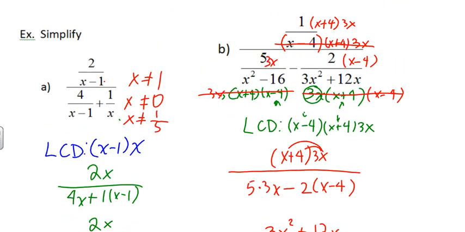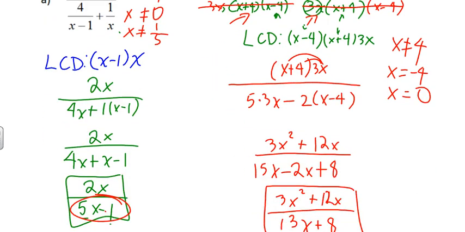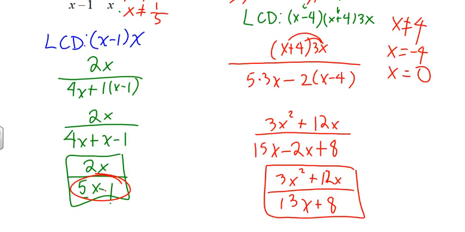Let's go to this one. On this example, what can x not be? x can't be 4, x can't be negative 4, and x can't be 0. Right? From this denominator, and this denominator, right? And from my final answer, x can't be negative 8 over 13. Come see how I got that?